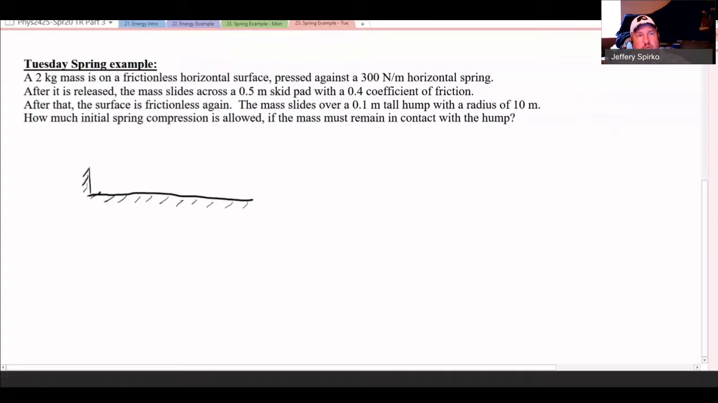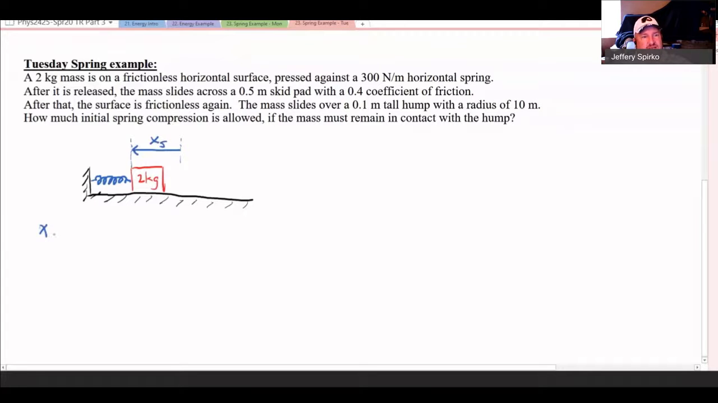So I'm going to draw a wall to squish the spring against. And here is the spring. And we're going to take this box and press it against the spring. So there's a current position of the end of the spring, and then there's a natural length where the spring wants to be. And that amount of spring compression is what I call the variable x sub s. I think our book tends to just call it x.